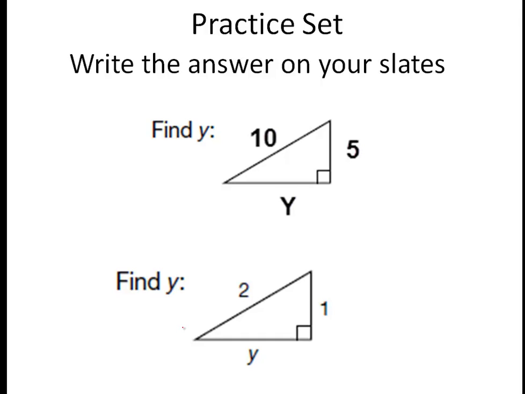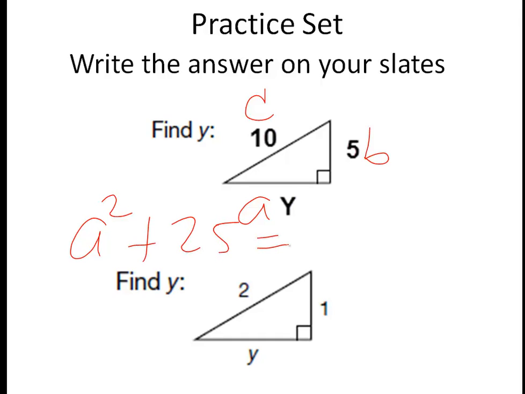Okay, so let's go ahead and start with the top one here. Let's make our legs: here's leg A, here's leg B, and here's the hypotenuse, and that's C. So we've got a squared plus 25 equals 100, because I've squared this 10 and I squared this 5. So what plus 25 equals 100? Well, it's 75. So our answer for a is going to be the square root of 75, because 75 is not a perfect square.